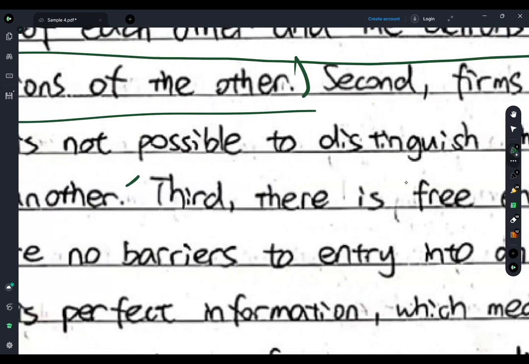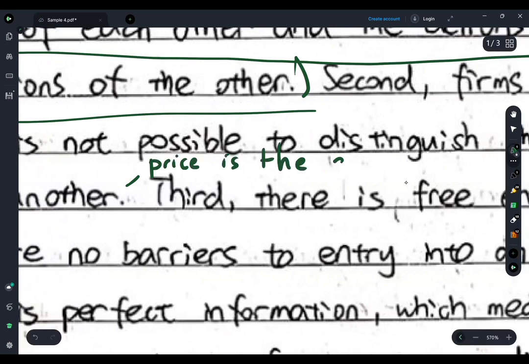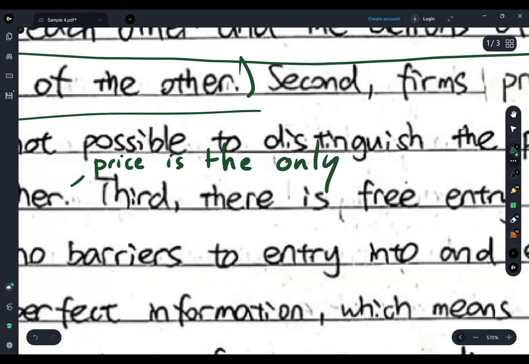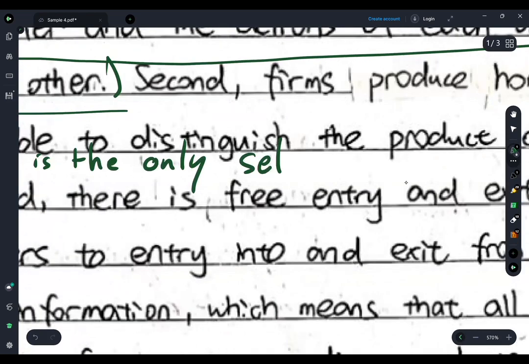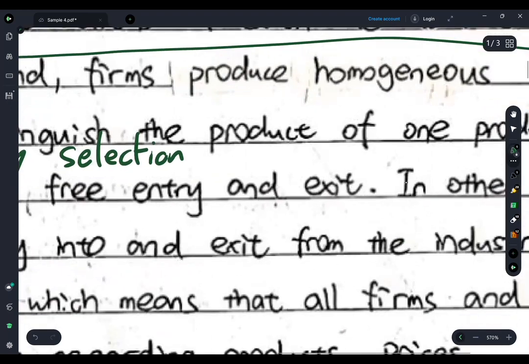You see the problem I sometimes have when students write on every line: I don't have much space to write comments. What matters, why it is important that firms sell the same product, is that for consumers, price is the only selection criterion. There is nothing else that matters.